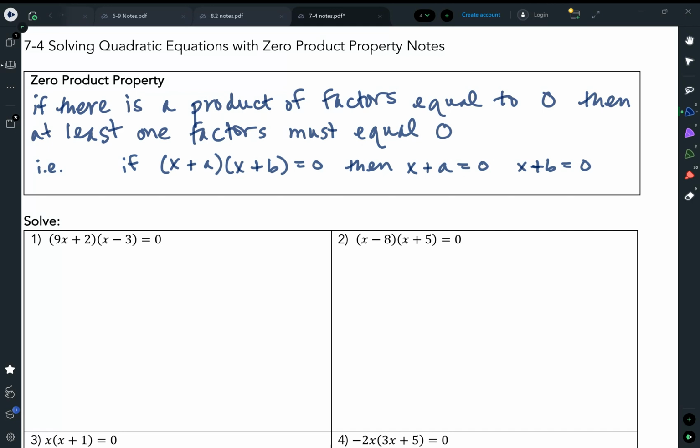So I need to go ahead and look at how I have two of these factors. The parentheses show they're being multiplied together, so either 9x plus 2 is equal to 0, or x minus 3 is equal to 0. I need to go ahead and solve both of these. So the first one I would subtract 2. So 9x equals negative 2, and then I will divide by 9.